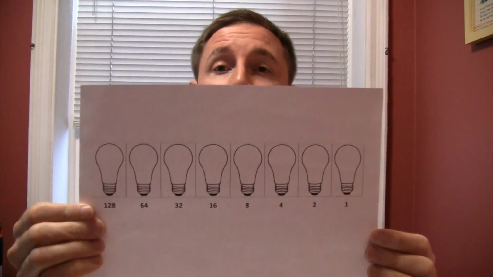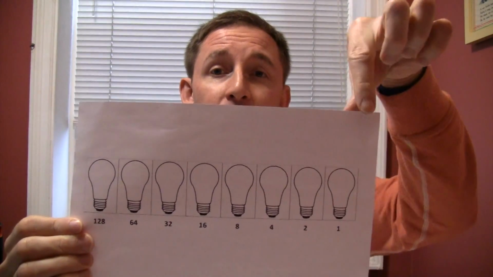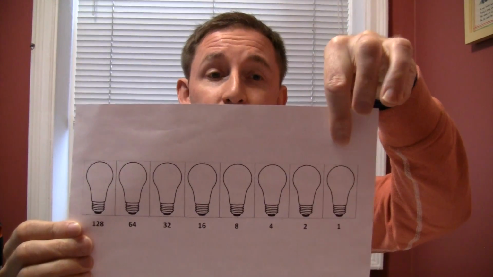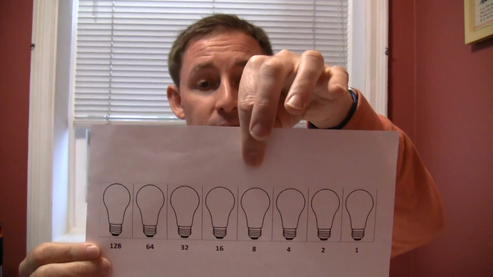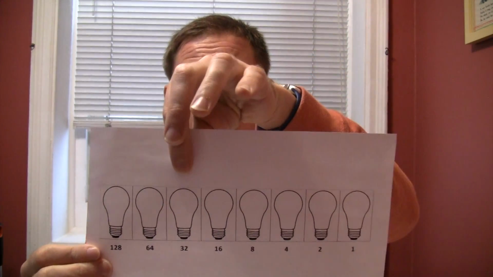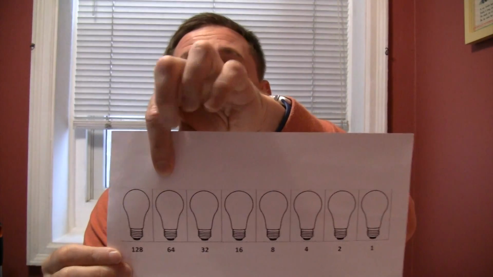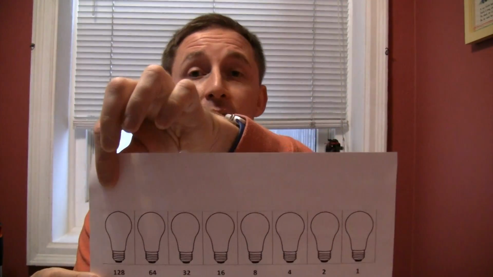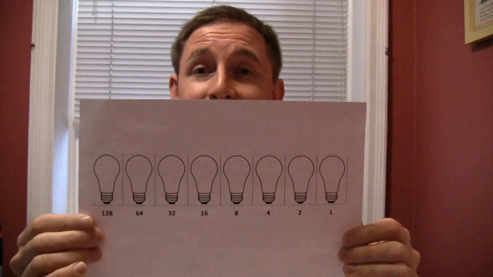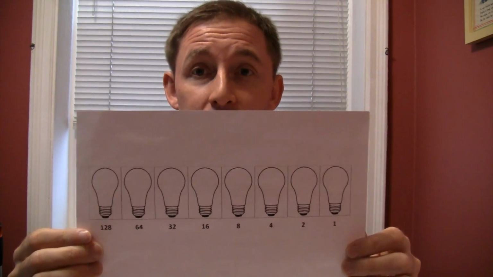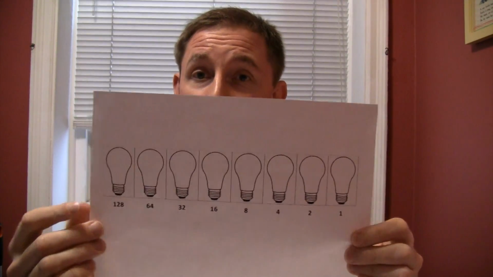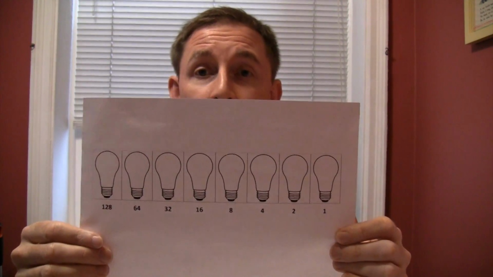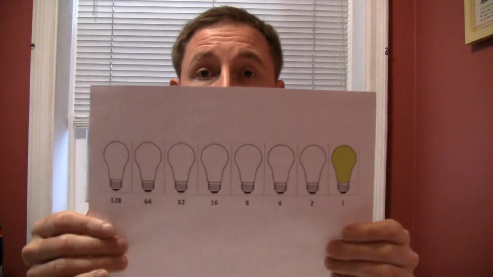So we have a set of light bulbs here, and underneath each one has a number value. We have 1, 1 plus 1 equals 2, 2 plus 2 equals 4, 4 plus 4 equals 8, 8 plus 8 equals 16, 16 plus 16 equals 32, 32 plus 32 equals 64, and finally 64 plus 64 equals 128. So we have 8 light bulbs with 8 numerical values. Now we can use these light bulbs to count, believe it or not, because each one has a specific numerical equivalent.